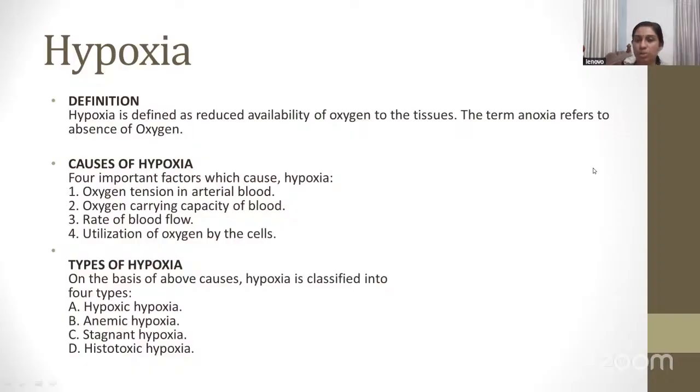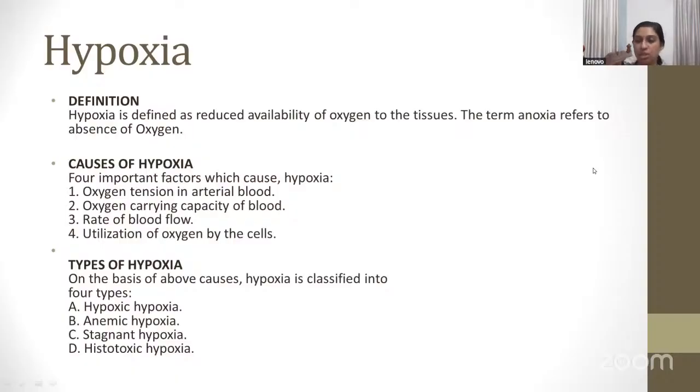There are 4 important factors which can cause hypoxia. One is the oxygen tension in the arterial blood. When oxygen tension in the arterial blood is reduced, it will lead to hypoxia. Also, the oxygen carrying capacity of the blood. When anemia and things like that happen, the oxygen carrying capacity of the blood is reduced, thereby leading to hypoxia. Next is the rate of blood flow.